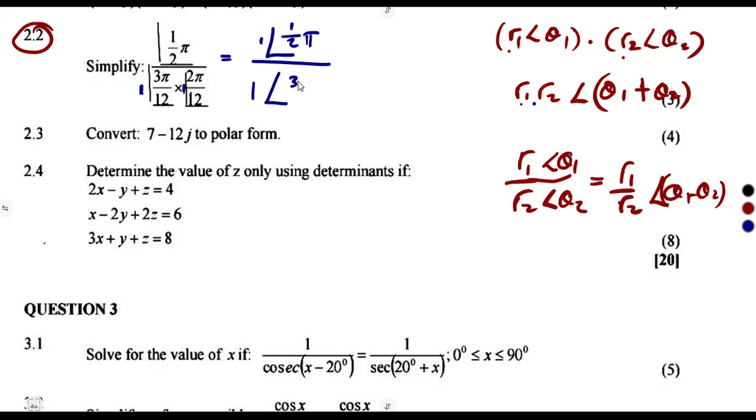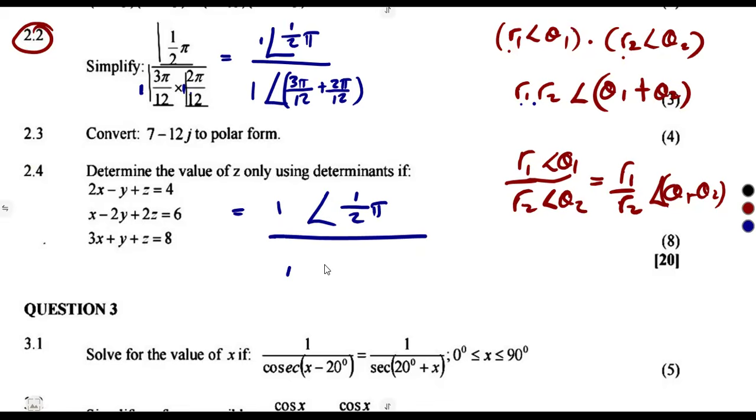So you add, this is 3 pi over 12 plus 2 pi over 12. Remember, guys, this is the same denominator. Here we've got the same denominator, guys, so you simply add the numerators. So that is 3 plus 2, which is what? 5. So that's 5 over 12 pi. If the denominators are the same, just add the numerators. 3 plus 2, which is 5.